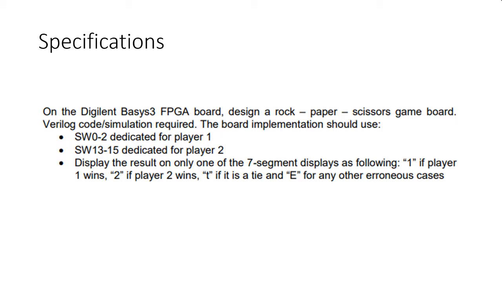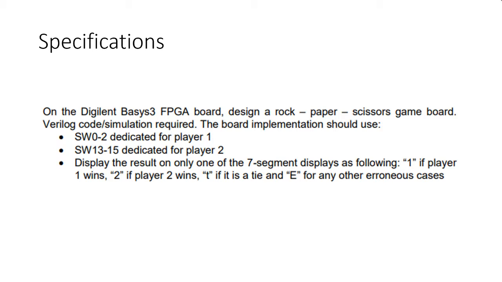Switches 0 to 2 were dedicated to player 1, 13 to 15 were dedicated to player 2, and if player 1 wins, it had to display a 1. If player 2 wins, it had to display a 2. And if neither one, it had to display a T. And in any other case, so like anything went wrong, say one of the players did 2 switches, it had to display an E.